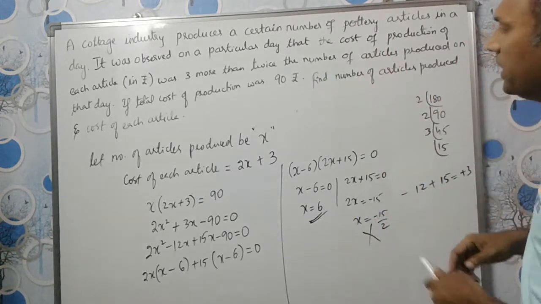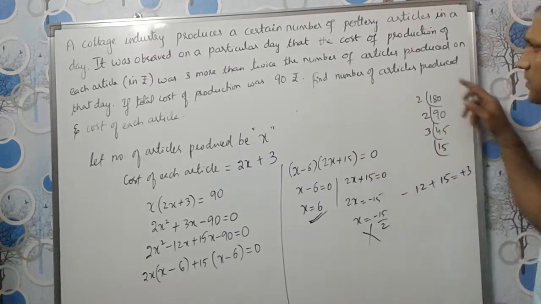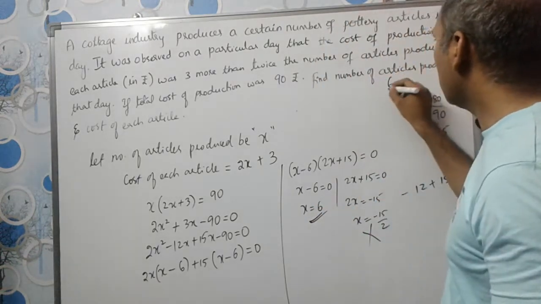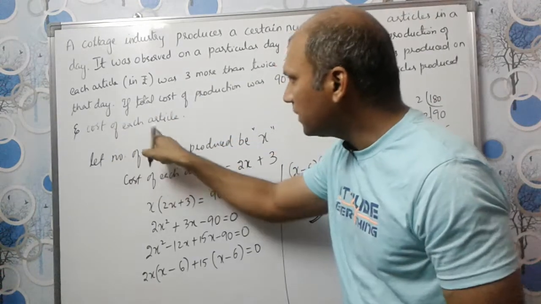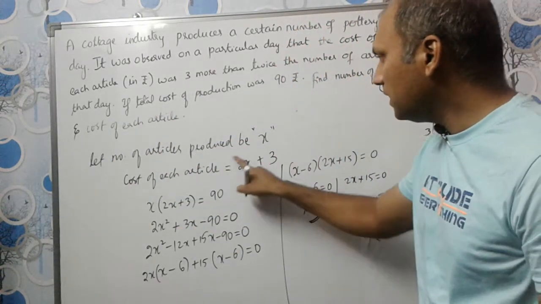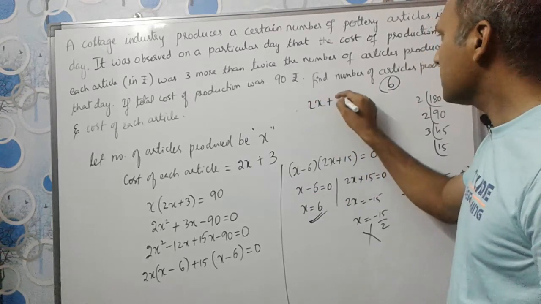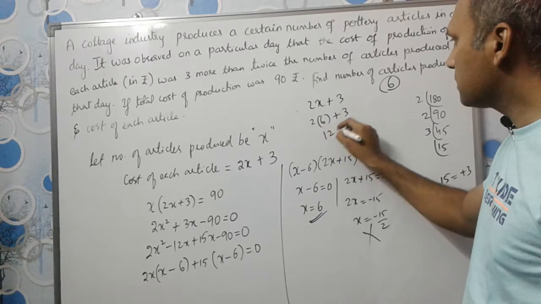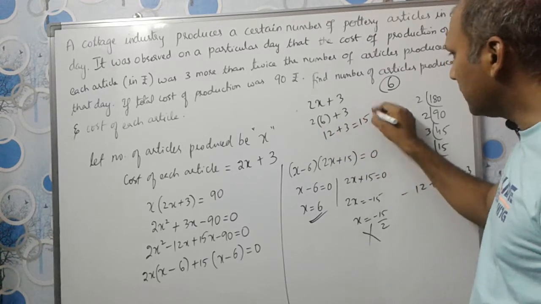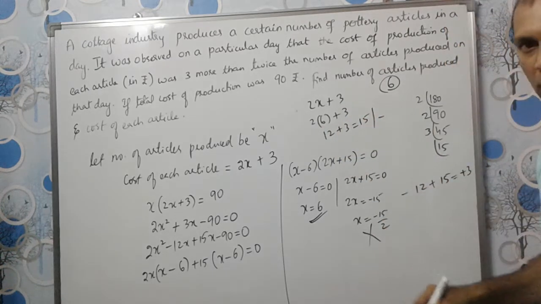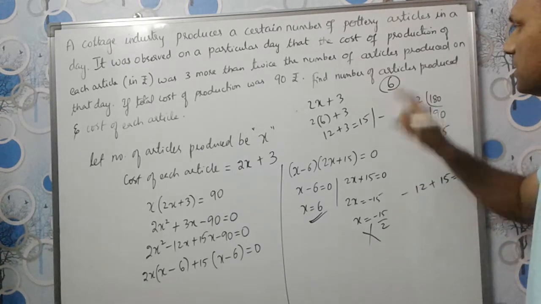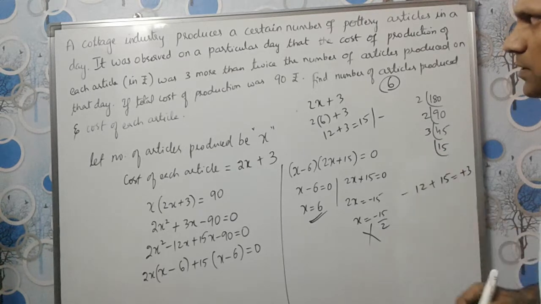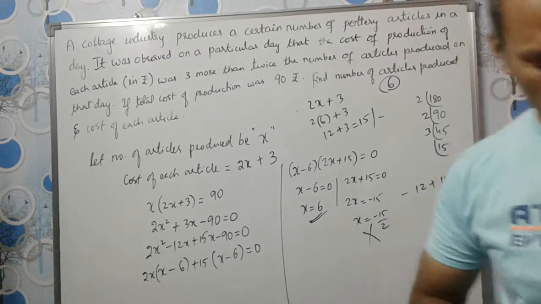What do we need to find? The number of articles produced. The number of articles produced is 6, we got this answer. What is the cost of each article? 2x plus 3. So 2 into 6 plus 3 is 12 plus 3, 15 rupees. The cost of each article is 15 rupees, and 6 articles are produced. I hope you understood this. I am going to pause this video and write another question.